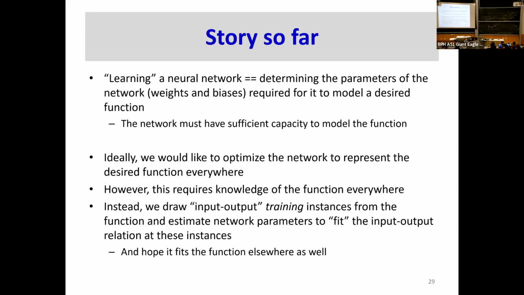Now, ideally, you want to optimize the network to represent the desired function everywhere. But this requires knowing the function everywhere. So in practice, what we do is to draw input-output training instances. These are samples of your function. And we're going to estimate the network parameters to fit the input-output relation at these training instances. And we hope that when we do this, the resulting network fits the function g of x everywhere.